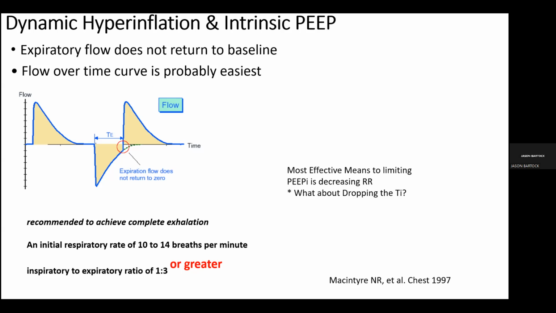And that prevents auto PEEP, right, or breath stacking, and also allows you to better clear carbon dioxide. So we do that by reducing the respiratory rate, which is the most powerful thing that we can do, but you may be limited due to pH.